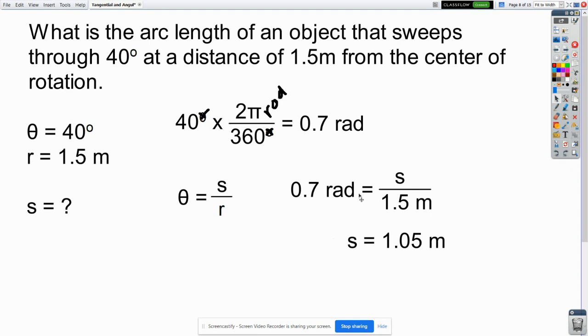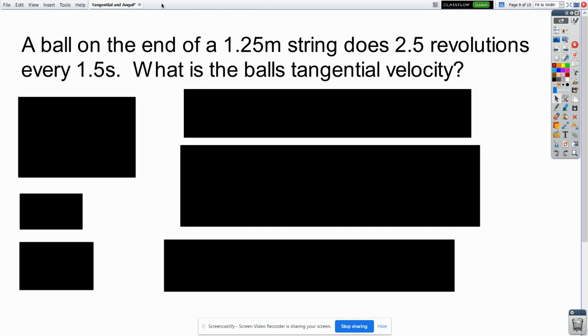So the arc length is what we're going to use in our calculations of tangential velocity. So again, tangential velocity is arc length divided by time. Let's take a look at it all together with that tangential velocity calculation involved. A ball on the end of a 1.5 meter string does 2.5 revolutions every 1.5 seconds. What's the ball's tangential velocity?